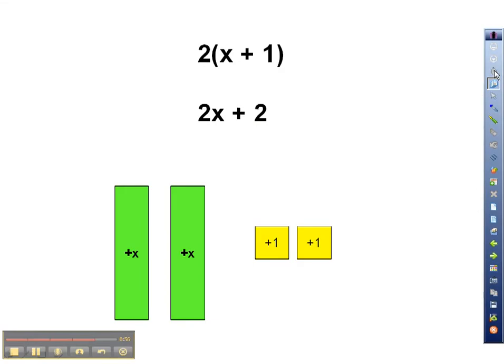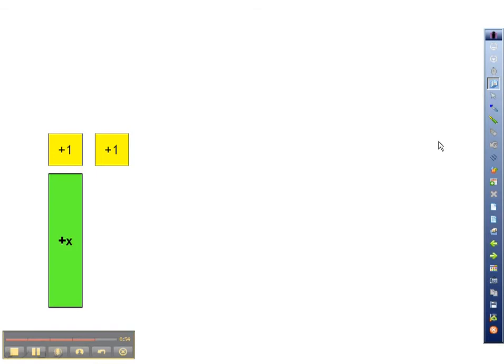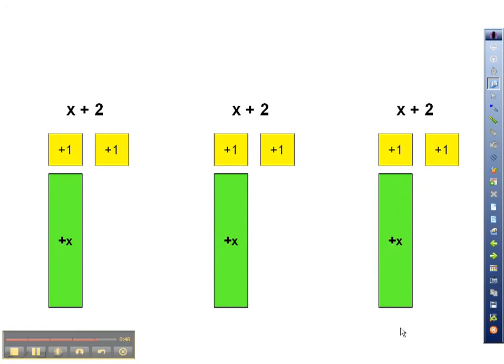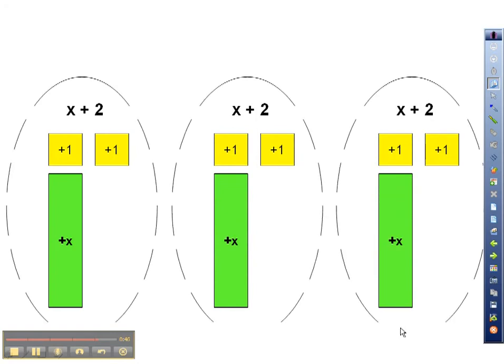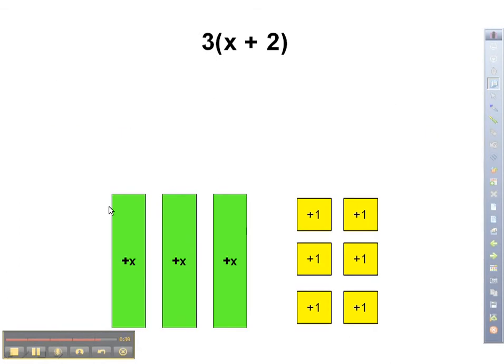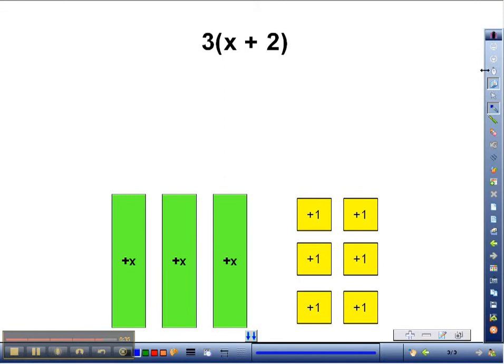Okay, let's do one more before time runs out. Here I've got x plus 2, and I have another group of x plus 2, and I have another group of x plus 2. I have 3 groups of x plus 2. It looks like this, 3 groups of x plus 2. I'm going to put like stuff together. It looks like I've got 3x plus 6.